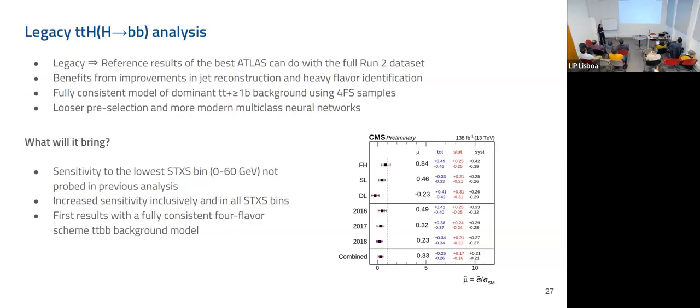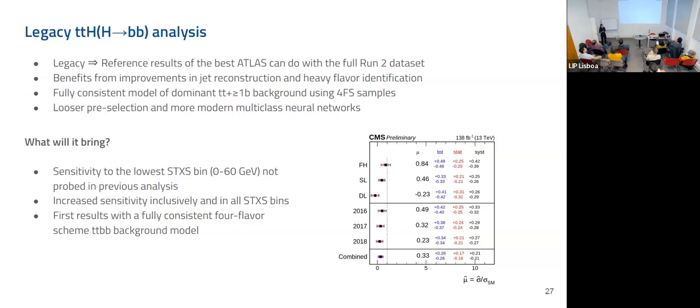And then, as I already said, this will be the first result with a fully consistent 4-flavor scheme ttbb background modeling. And this is additionally interesting because CMS recently measured this exact channel using ttbb as well in the 4-flavor scheme, actually with a sample whose generation parameters are very similar to the ones used in ATLAS. Maybe they are even the same because the 2 experiments made a big effort to harmonize the 2. And they have measured ttH with Higgs-to-bb. And what you can see here, these are the different channels, fully hadronic, semi-leptonic, and dileptonic, and these are the data taking years. And what you can see here is that when you do the combined measurement, you get a value that is very similar to what we already obtained by ATLAS in the previous Run 2 analysis.